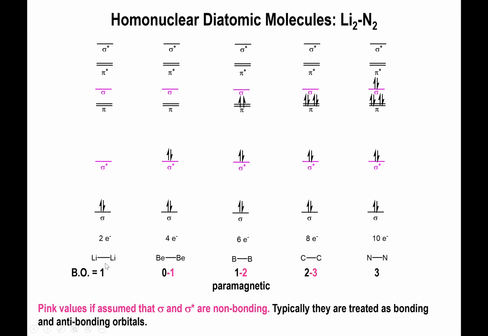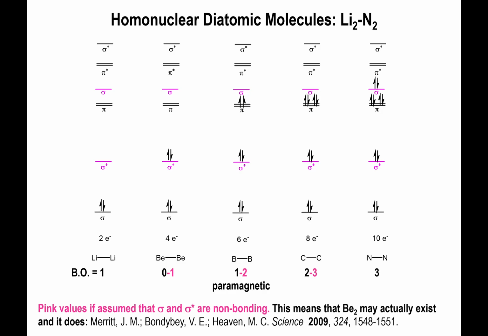So what that means is that the bond order is 1 for dilithium. For diberyllium, you have roughly 0 bond order. For diboron, you have roughly a bond order of 1. For dicarbon, a bond order of 3, and dinitrogen a bond order of 3. Now I'm highlighting the pink range right here for diberyllium, diboron, and dicarbon because technically speaking, this sigma star orbital is not completely a sigma star orbital. It got a little bit stabilized by the interaction with the original sigma p and p orbital interaction. So it's a little bit dubious as to how much bonding or non-bonding they are.